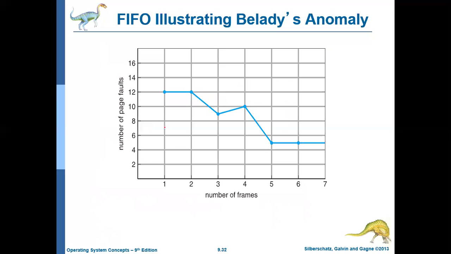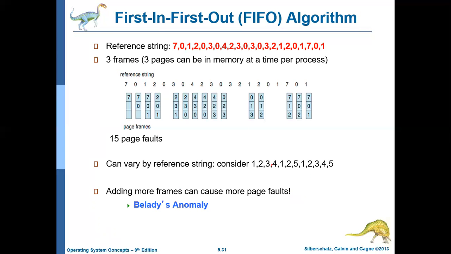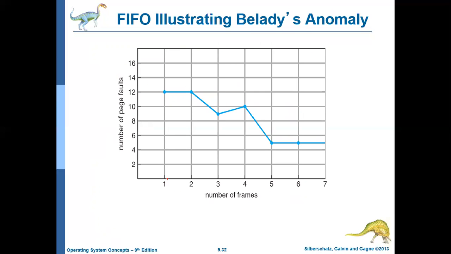This graph is for this particular memory reference string. If there is only one free frame, it will create 12 page faults. If there are two free frames, it will also create 12 page faults. If there are 3 free frames, as we have discussed, it will create 9 page faults. If there are 4 free frames, it will create 10 page faults. This is not expected. It is expected to come down, but it is going up. So this issue is called Belady's anomaly.